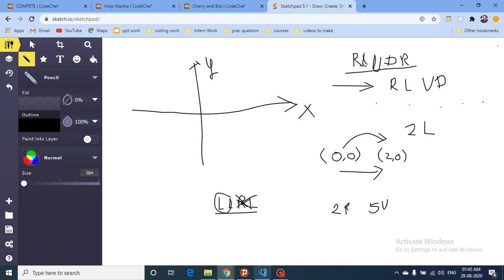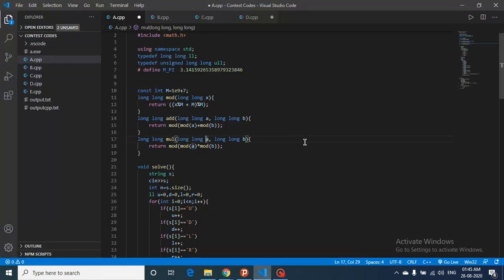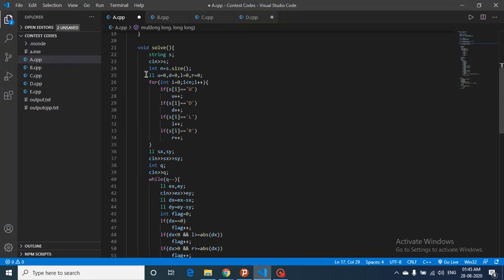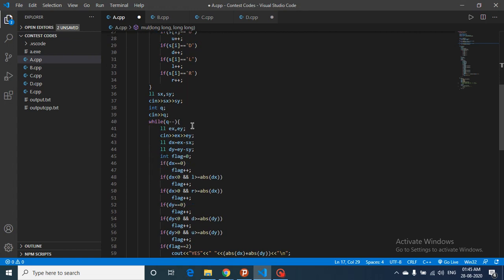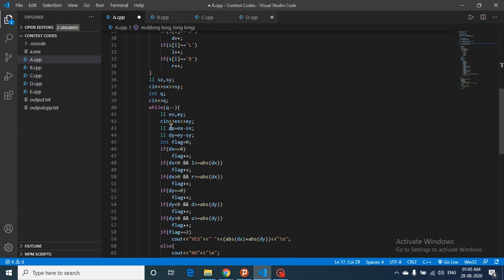Let's move on to the code part. This is the code. This is the solve function. First iterate over the whole given string and pre-process it, finding out the up, down, left, right count, like what is the frequency of every character. Then this is the starting xy, take the input of starting xy, take the queries, this is the ending xy, then find the difference between the starting xy and ending xy. This is the difference between the x and y.